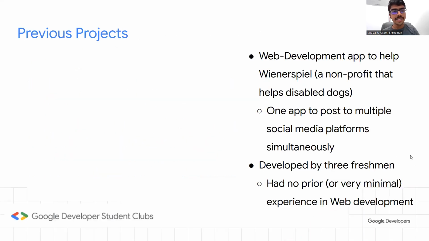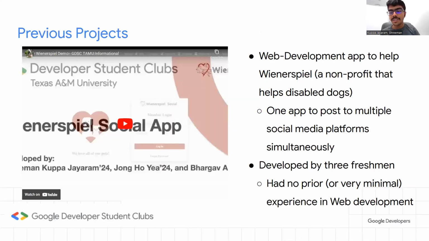At this point, we are going to be introducing two of our presenters who have joined our meeting. One of them is Bhargav. Do you want to say hi? Hey, yeah, my name is Bhargav. And we also have Jong Ho. Hello, I'm Jong Ho.